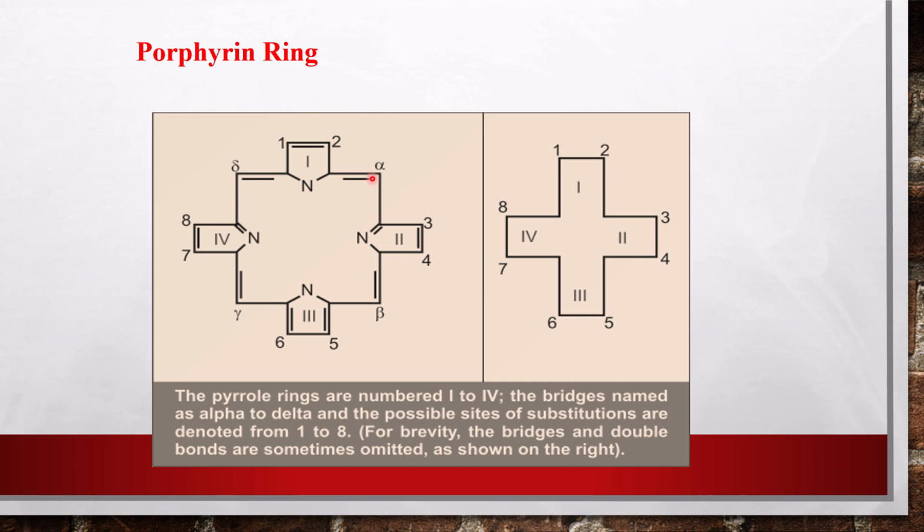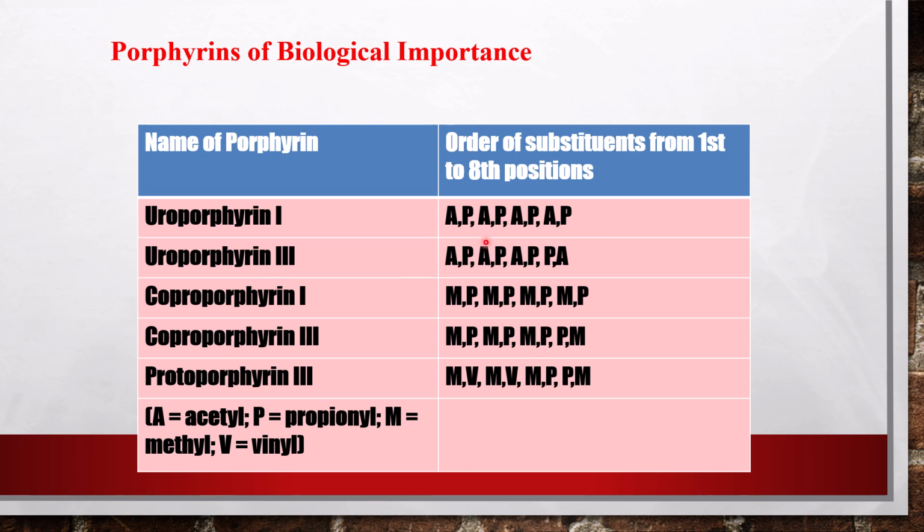And these possible sites for substitution are outwardly exposed sites. So 1, 2, 3, 4, 5, 6, 7, and 8, a total of 8 sites are available where substitution is possible. On the basis of the number of substituents from the first to the eighth positions, there can be different types of porphyrin systems in the biological system. Almost all of these are intermediates of the biosynthesis of the heme pathway.